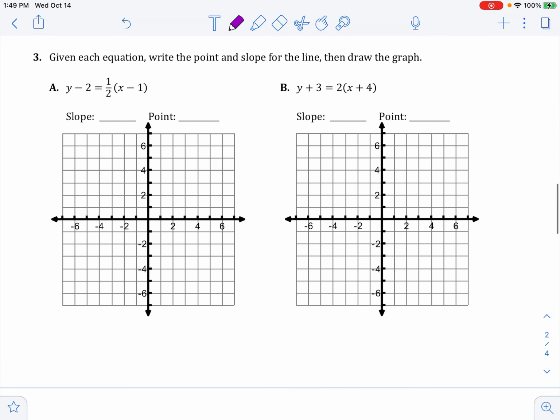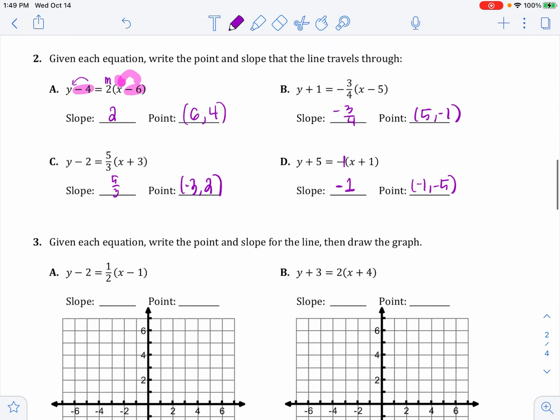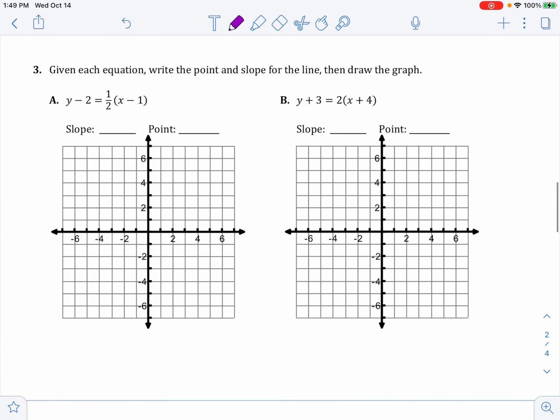Okay. All right, so now that we know that, we can graph, right? If you were able to graph these up here, you can now graph these. So I'm giving you the equation in point slope form. Y minus y1 equals m times x minus x1. First thing I ask you for is the slope. The slope is m, which is 1/2. And my point would be 1, 2.